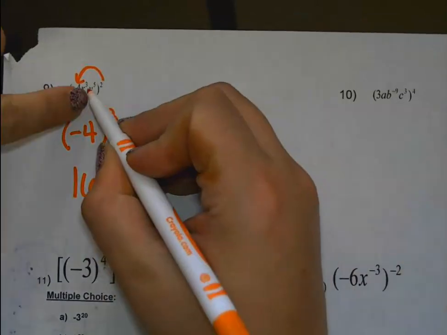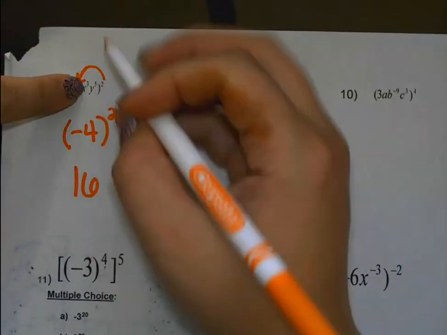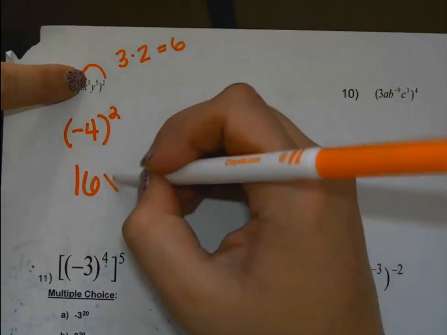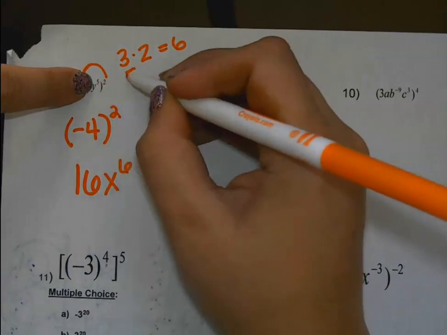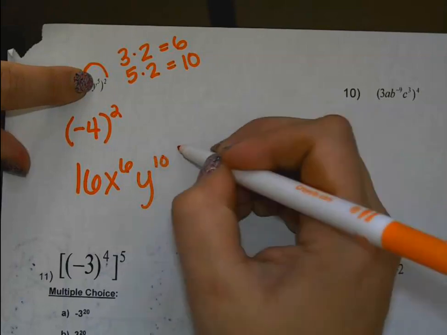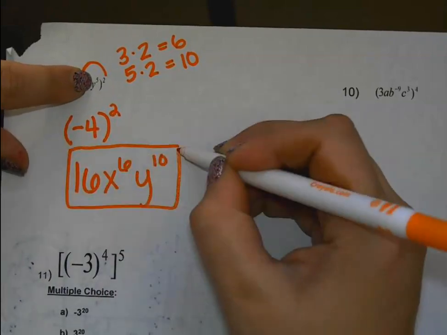And then these exponents here, the rule is to multiply. So I'm going to take 3 times 2, which is 6. So that's x to the 6th. And then 5 times 2, which is 10. So y to the 10th. And that would be our final answer.